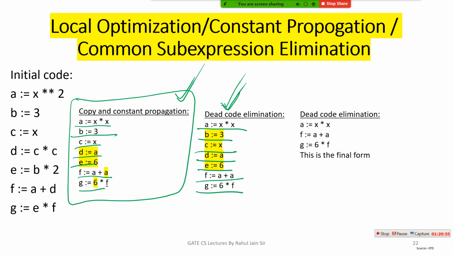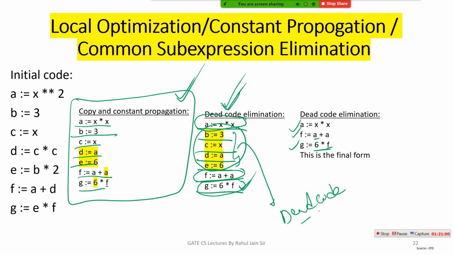Now if you observe guys, I will remove the dead code here. My first code is a equals to x into x. My next code is f equals to a plus a. My next code is g equals to 6 into f. So my final step is 6 into f. Before that I need the value of a. So these 4 steps are called dead code, because I don't have any need of them now. I reduced my code, I optimized my code.